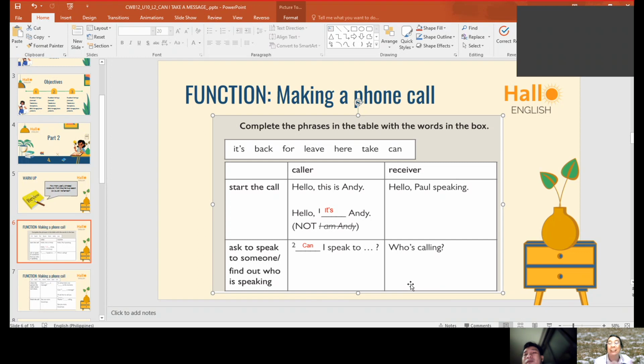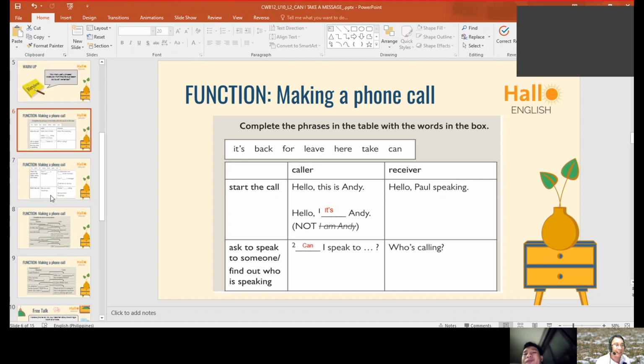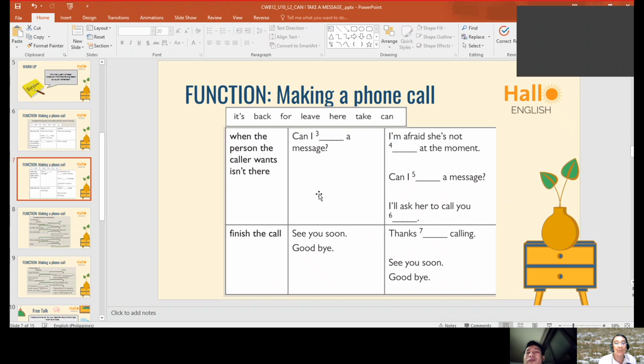Okay, so you can leave a message, but of course that would be our next one that we are going to do. So when the person the caller wants isn't there, the one that I mentioned just a while ago, if the person you are calling is not around, what are you going to say?